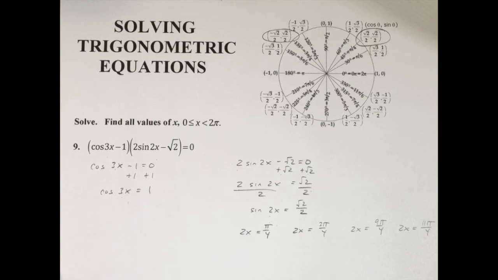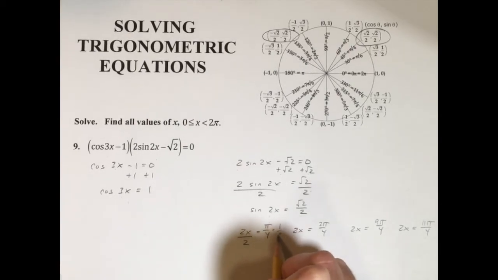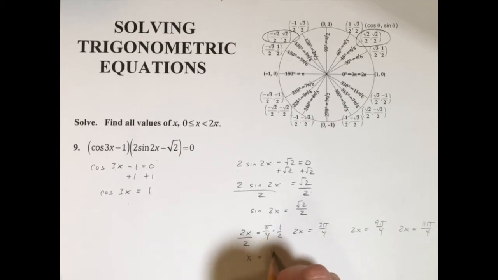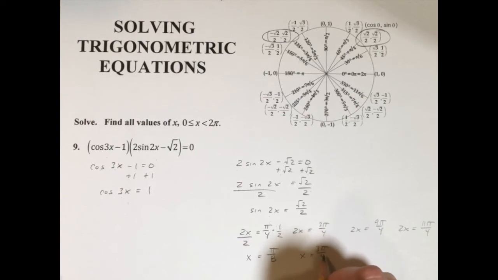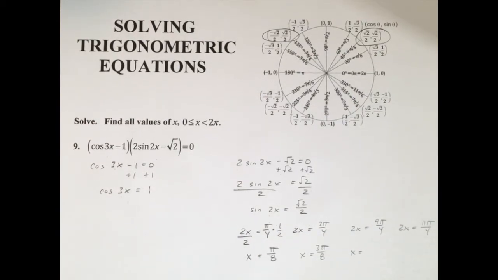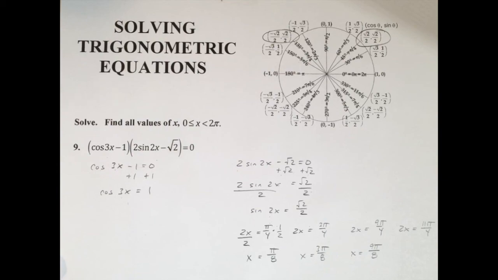Now to finish solving for x, we're simply going to divide each side by 2, which is the same as multiplying by 1/2. Here x would equal pi over 8. Here x would equal 3 pi over 8. X could equal 9 pi over 8. And x could equal 11 pi over 8.